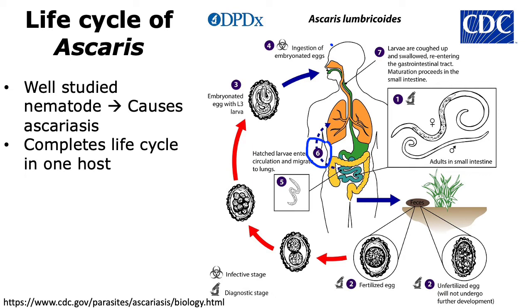Once they enter circulation, they migrate to the lungs, where they undergo further development. Once they have undergone a certain stage of development, they will penetrate through the alveolar walls and start ascending upwards through the trachea, and then they are finally coughed up in the mouth and swallowed. Thereby, they re-enter the gastrointestinal tract. From there, they move to the small intestines, where they complete maturation to form the adult worms.